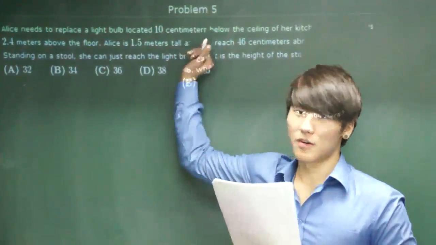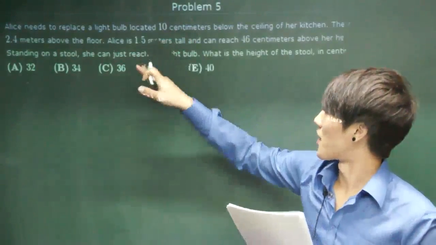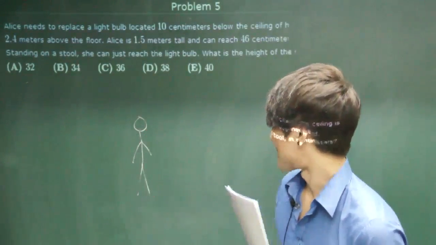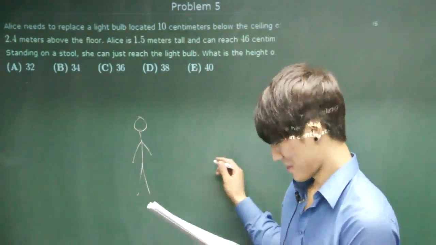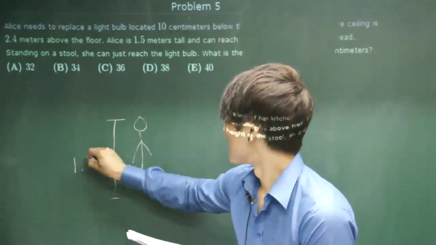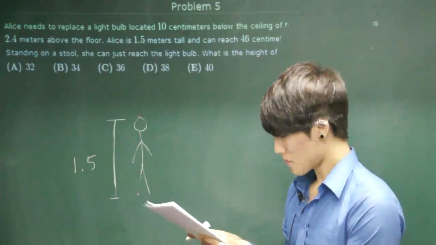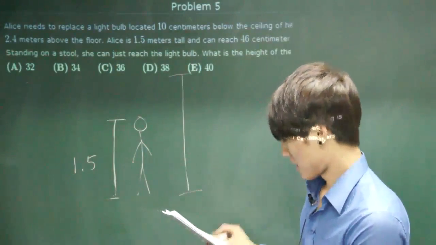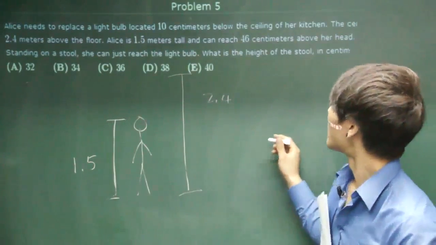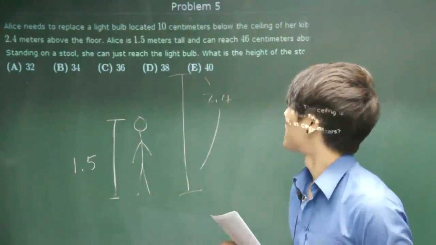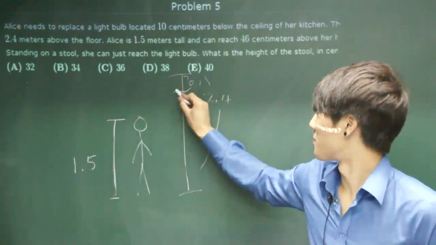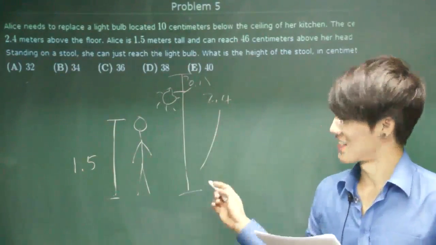For this question, make sure you don't mix up centimeters and meters. So you have to choose one and unify it. If I draw a diagram, I'm not the best artist. There's a reason why I'm doing math, not art. Alice's height is 1.5 meters. This is the ceiling, 2.4 meters above the floor. The light bulb is located 10 centimeters below the ceiling, 0.1 meter below the ceiling. There's a light bulb.